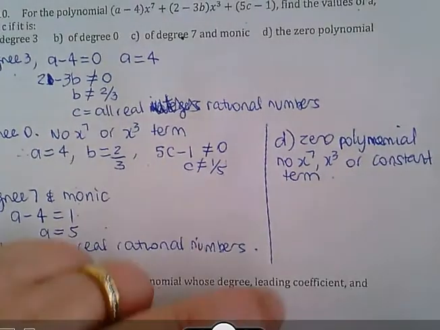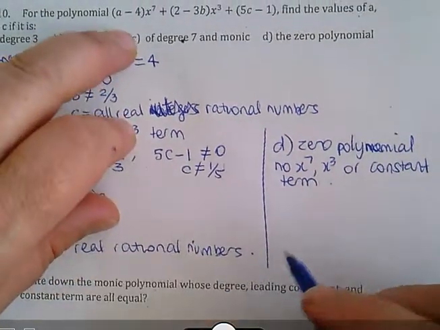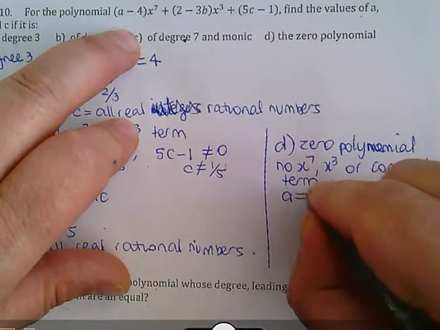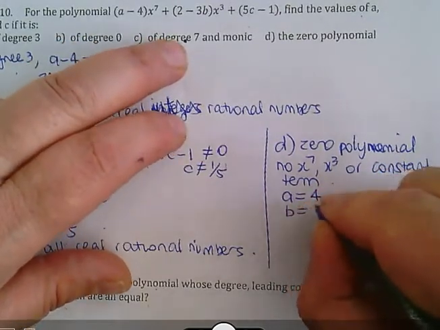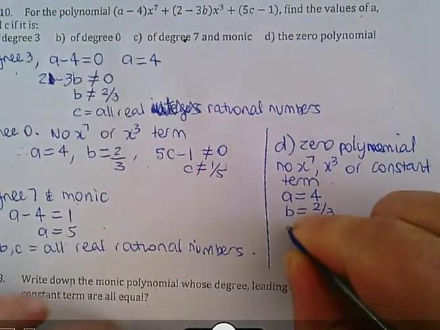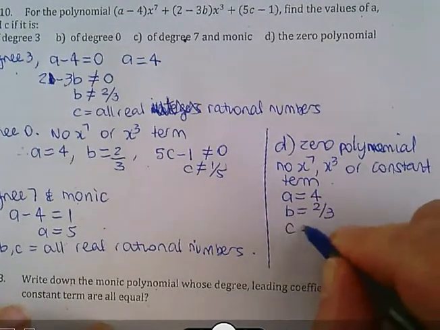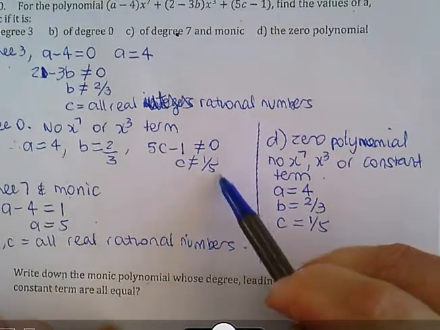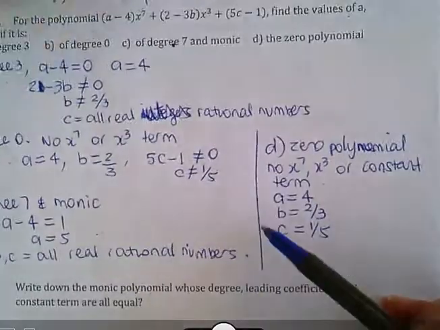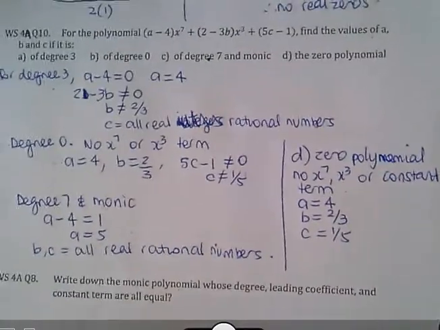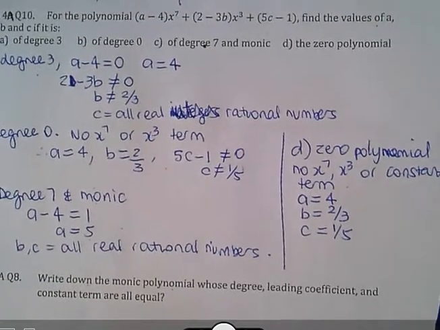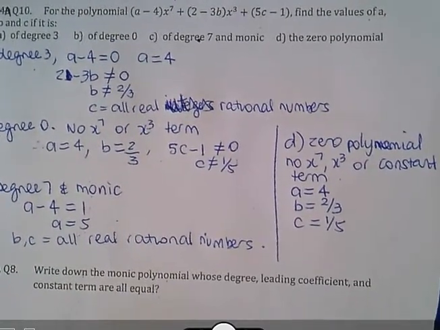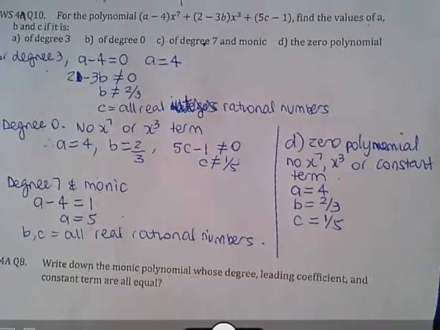It's every term 0. So doesn't that mean that A minus 4 has to be 0? So A is 4, isn't it? B is 2/3. But we need C to be 1/5, but we've already worked it out before. So please, the 0 polynomial and degree 0 are different. Degree 0 still has a constant term. The 0 polynomial doesn't have one. Okay?